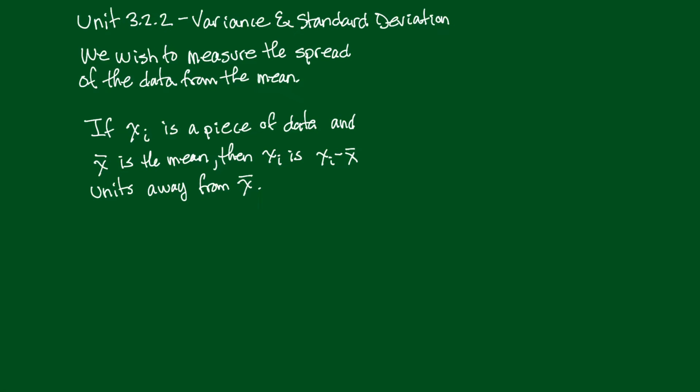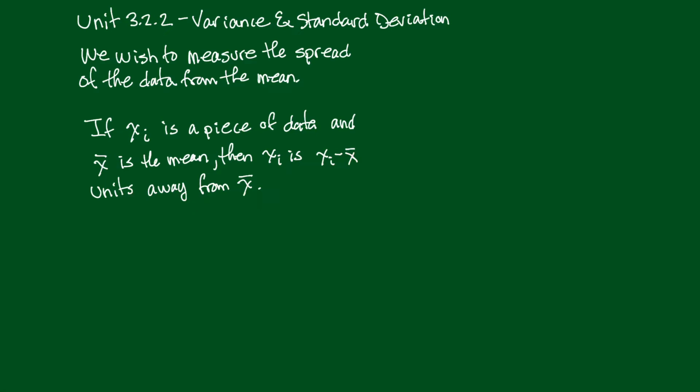In that data set, x bar is the mean. So you've got a set of data, x bar is the mean, and then you pick a piece of data. So you've got the mean and some data value. What we want to know is how far this data value is from the mean. This is a measure of dispersion, so we're looking to see how the data is spread out from the mean. How far is x sub i from x bar? It is x sub i minus x bar units away from x bar.